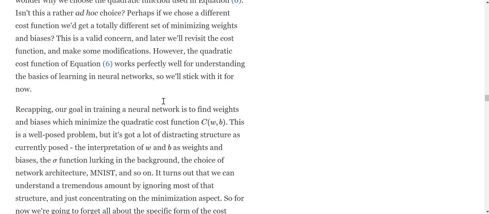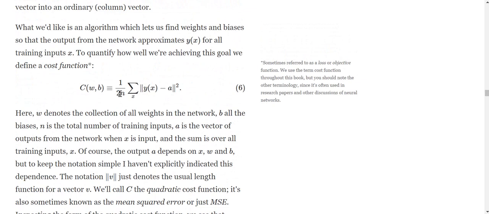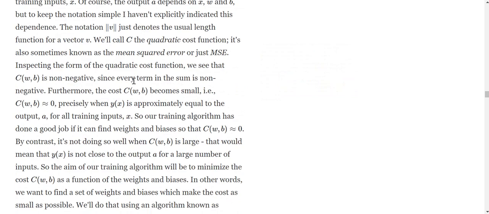Also, I think I forgot to tell you what this 2 is. This 2 is nothing but for calculation simplicity. If you read up on why this 2 is there, you will find out that this 2 is just there so that when you take the derivative, these 2's get cancelled out.